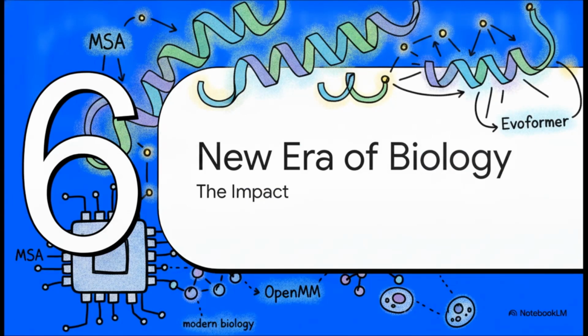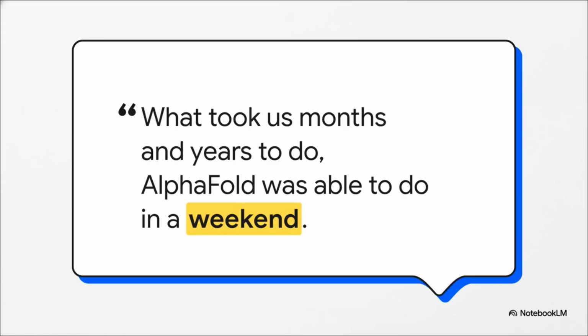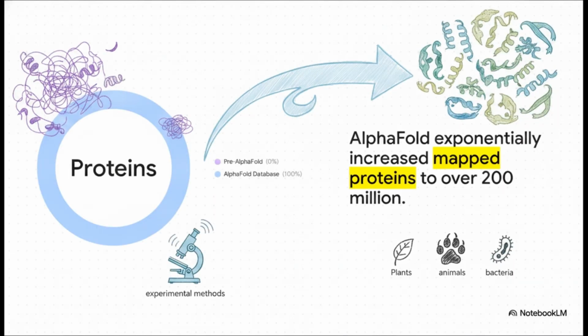Section 6. A new era of biology, the impact. What took us months and years to do, AlphaFold was able to do in a weekend. This quote from Professor John McGeehan really hits the nail on the head. It highlights the human awe behind all this math. Tasks that used to dictate the entire duration of a PhD student's thesis were suddenly being spit out by AlphaFold before Monday morning. By open sourcing these predictions, DeepMind effectively saves scientists hundreds of millions of years in cumulative research time. And we really need to appreciate the sheer scale of this.